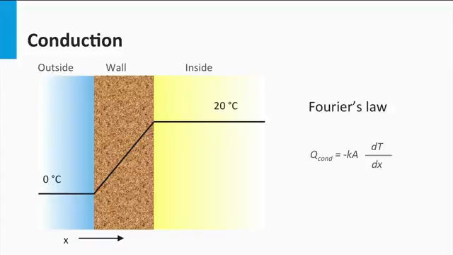Conduction is described by Fourier's law, in which Q is the heat flux in watts, K is the thermal conductivity of the particular material in watts per degree Kelvin per meter, A is the contact area in square meters, and dT/dx is the temperature gradient in x direction in degree Kelvin per meter.